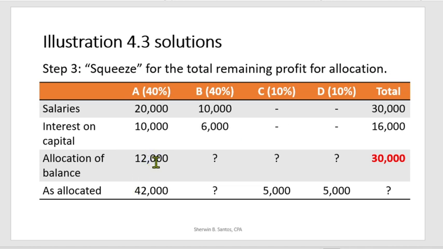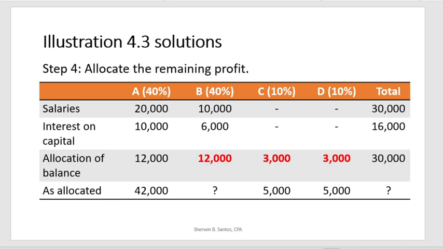12,000 ang share ni A. 40% ang kanyang allocation rate. So, 12,000 divided by 40% is 30,000. 40% na profit P&L ratio ni A ay 30,000. So, nakuha mo na yung total niya. Next. Dahil nakuha mo na yung total niya, pwede mong makuha na rin itong allocation ng remaining profit ni B, C, at D. So, 30 times 40, 30 times 10, 10. Okay.